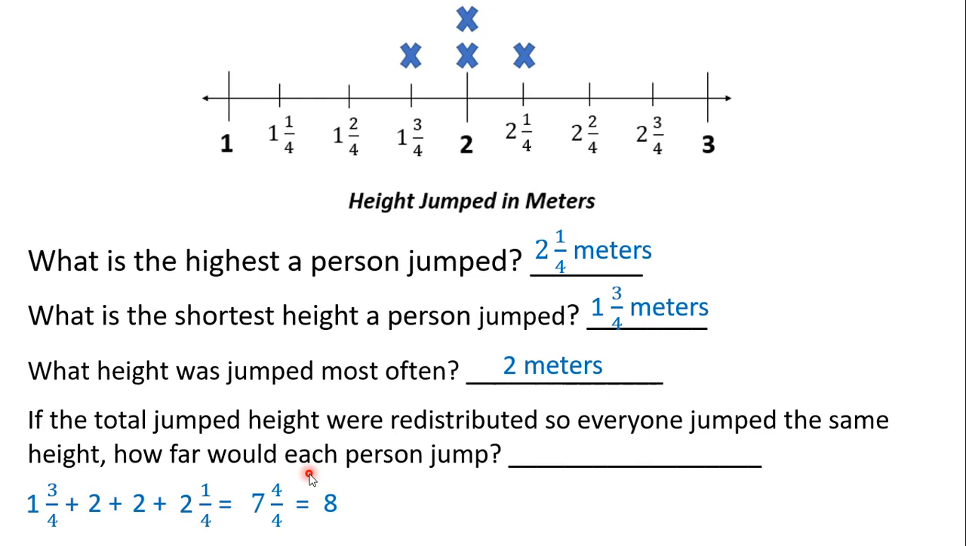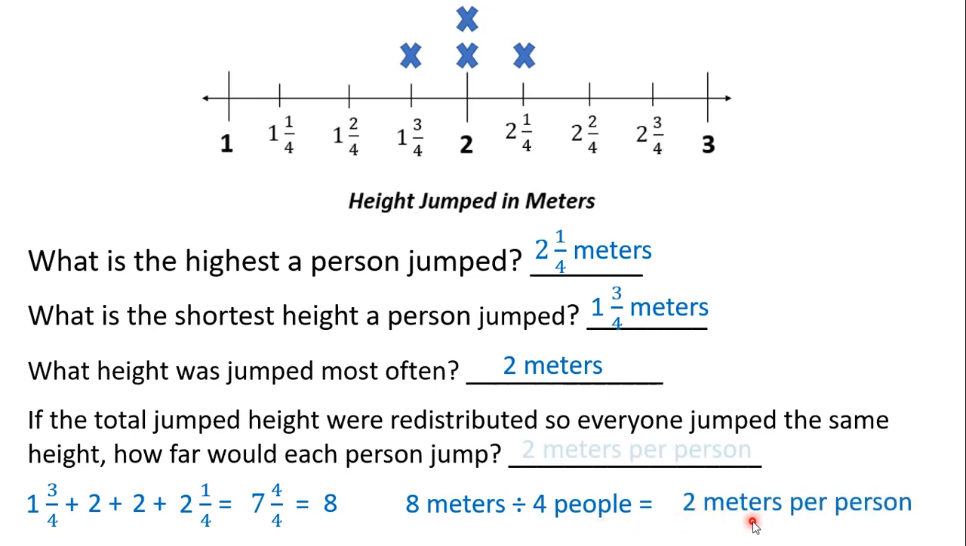So if we were to add up the height that every student jumped, we would have a total height of 8 meters. We're now going to divide that 8 meters by 4 people, since there were 4 people in this competition. We know it's 4 because there are 4 X's here. 8 meters divided by 4 people means that each person would have jumped 2 meters. So the average height that a person jumped is 2 meters.